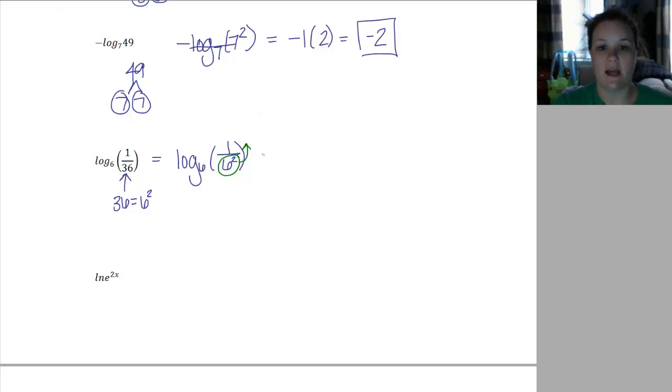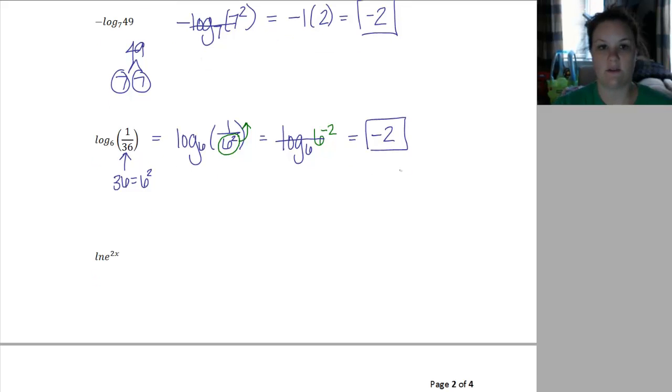So now what I have is log base 6. When I move that up, it becomes 6 to the -2 power. Okay. And now that I have log base 6 of 6, those cancel, and I'm left with my exponent, which is just -2. Okay. Let's look at another one.